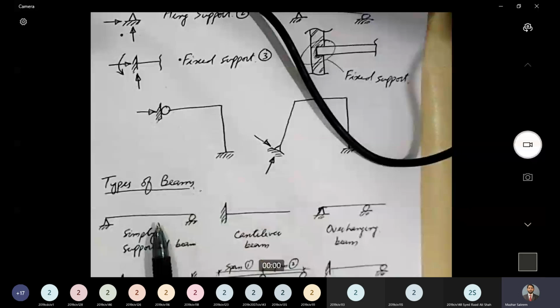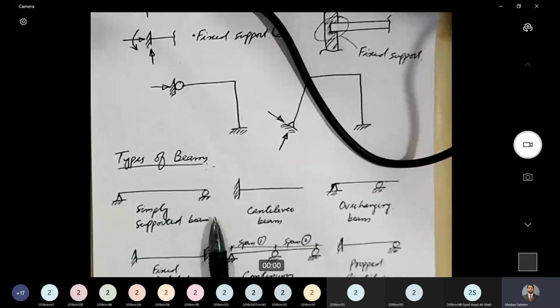Now, in certain cases, the beams do not have continuation in the backward direction. For example, you might have seen pergolas in houses. Those are there for aesthetics, but they support their self-weight. So in that sense, maybe you can call them beams. And they are just projected beyond the wall. Those beams are examples of cantilever beams.